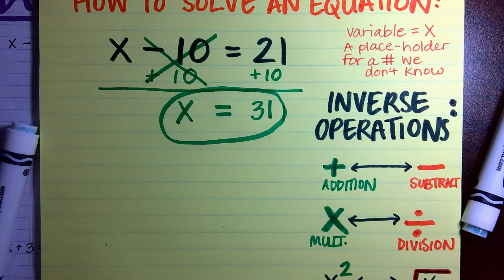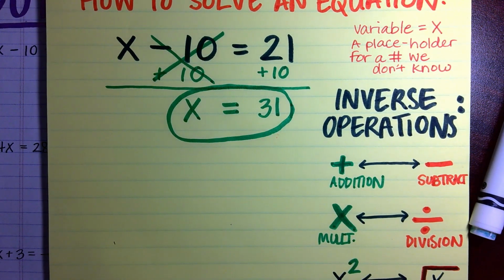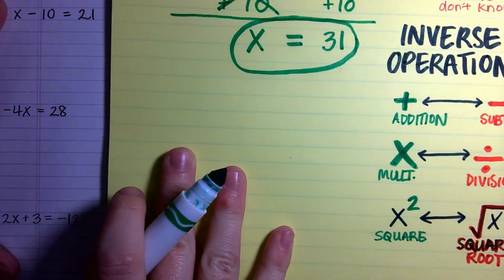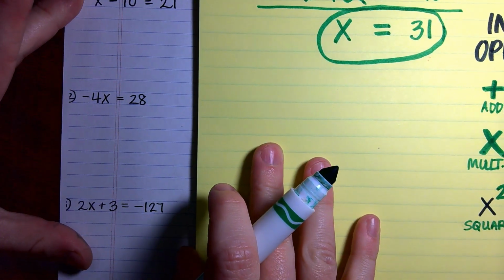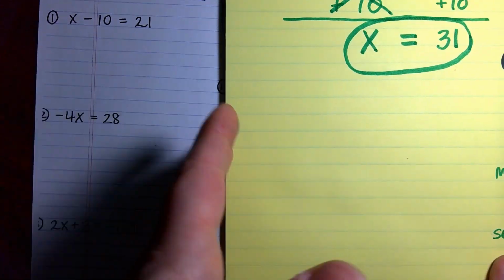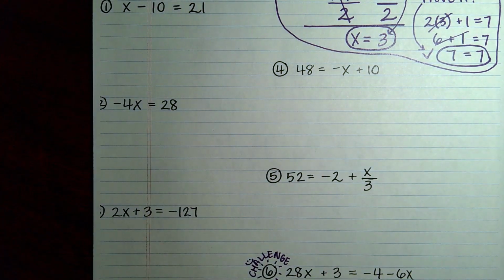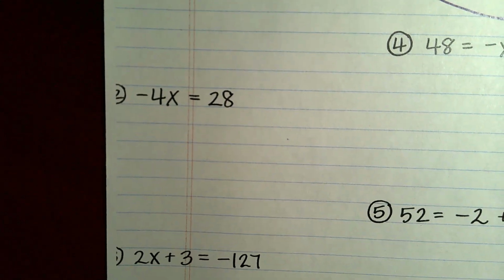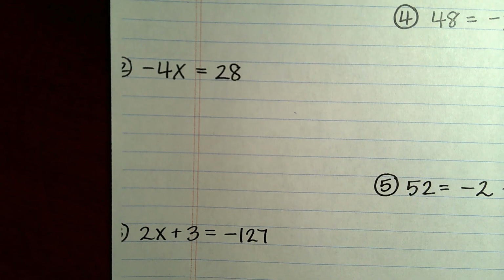Perfect. Okay. All right, let's look at number 2. Now I have negative 4x, and I'm going to switch back to this page. Negative 4x equals 28.